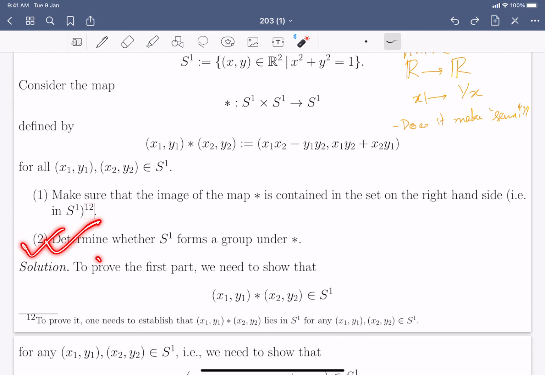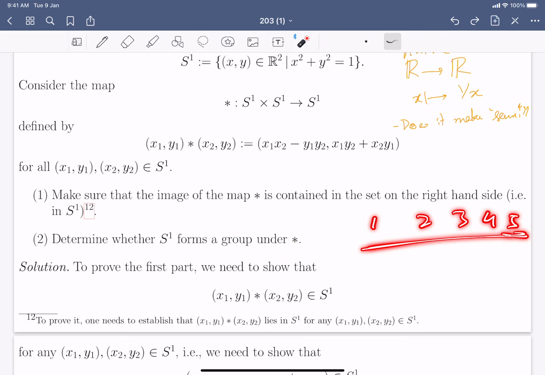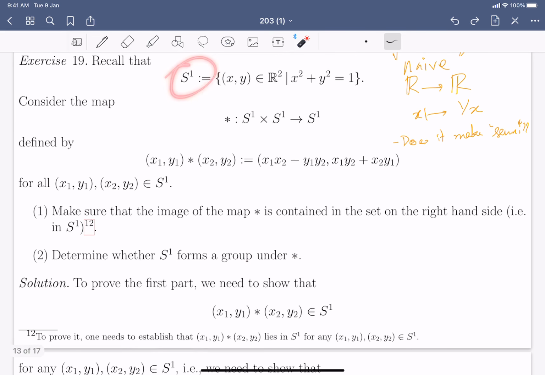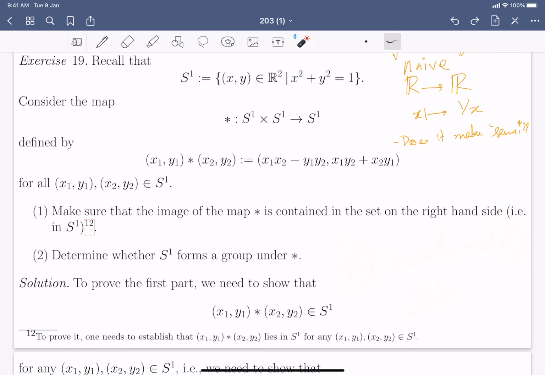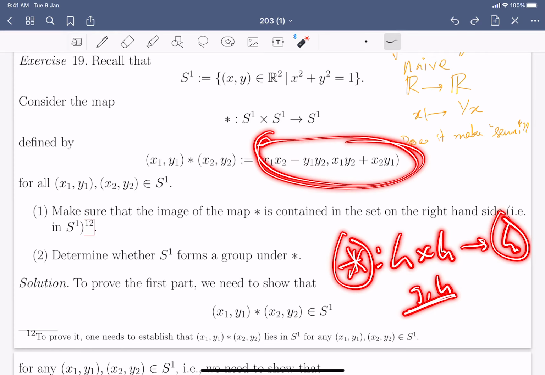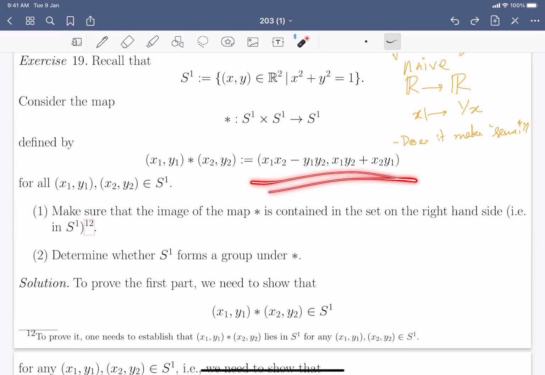Now we focus on part 2. We have to determine whether S1 forms a group under star or not. Recall that there were 5 conditions to work with. The first condition is anyway met, that S1 is a set. We do have a composition law star. In other words, star has to be a map from G cross G to G, so for any g, h inside G, its image under this map should be an element of G. We need to verify that, and we have done that. We have shown that this is indeed an element of S1. So we are done with the first 2 conditions.